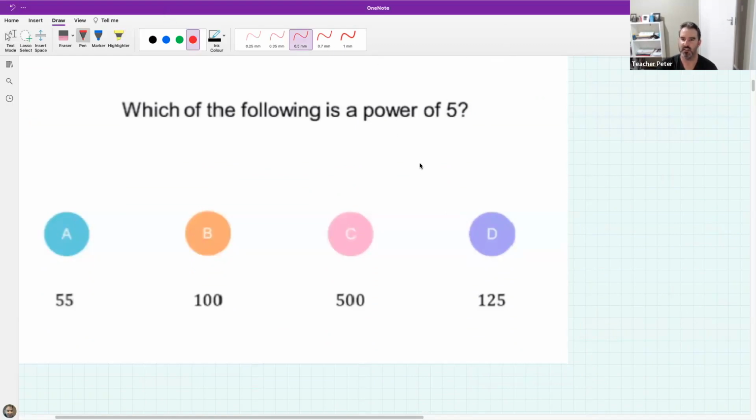So I see Tiana has locked in an answer. I want to see one from CM Tanda. CM Tanda. What did you get?